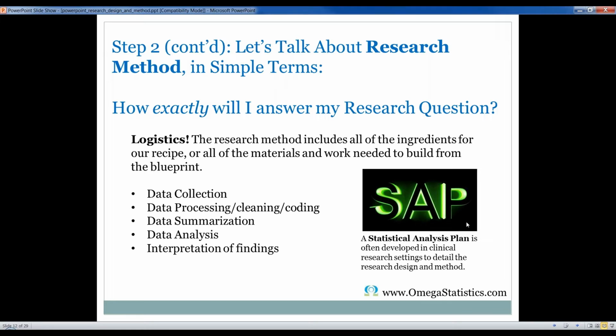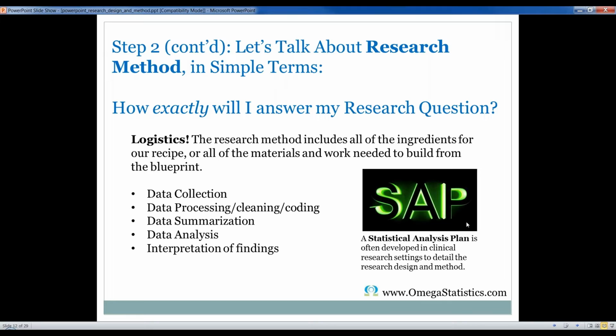Data, I always say, comes in ugly, mean, nasty, and dirty, and it always needs to be cleaned up. So it's always nice to put into your methods, into your plan, how you are going to code it. Are you going to code males as 0 and females as 1? If you do regression, that would be the way to do it. If you do an ANOVA model, you might code them 1 and 2. These are things you really want to think through. How are you going to summarize the data?